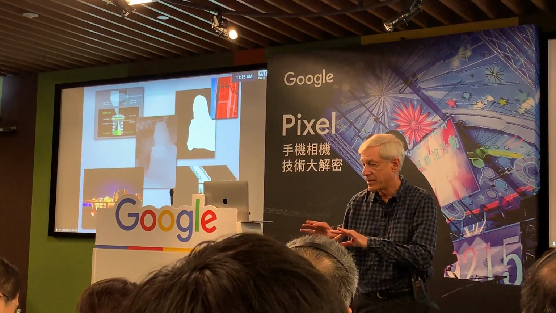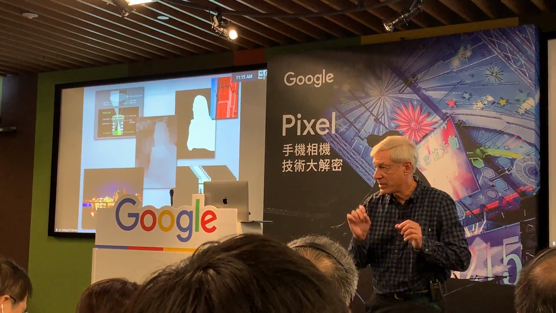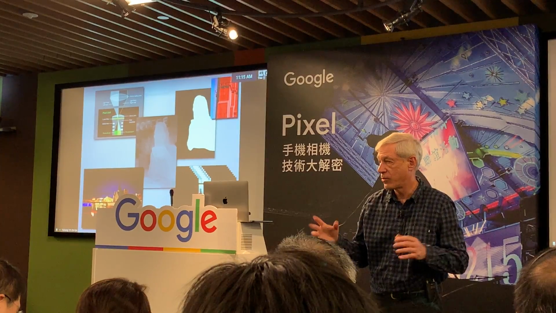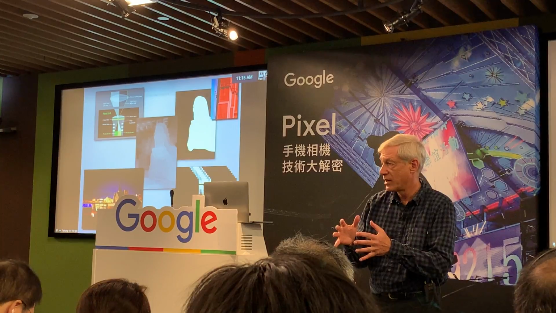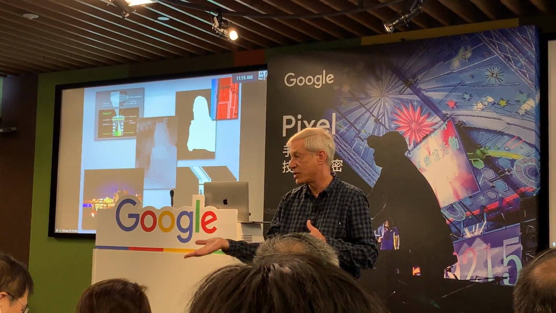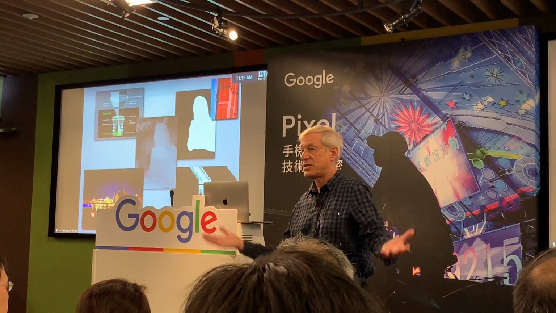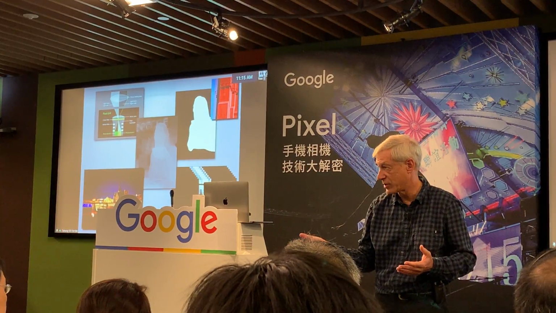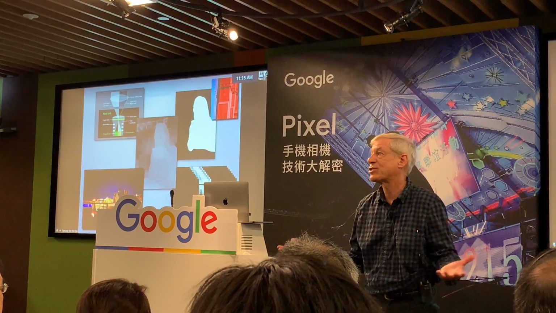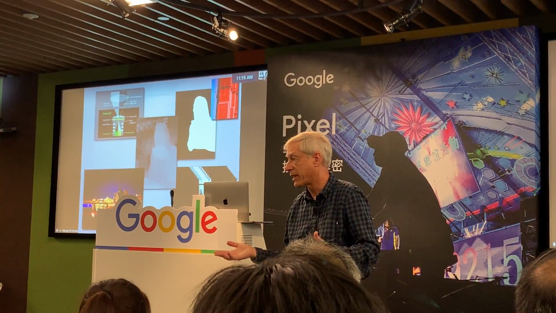It's a, let me answer it two ways. Some of the technologies that I described for aligning and merging bursts of frames to reduce noise would be useful in computer vision systems. So a self-driving car would benefit from something like that as an example of computer vision, or a Nest home camera would benefit from something like that.